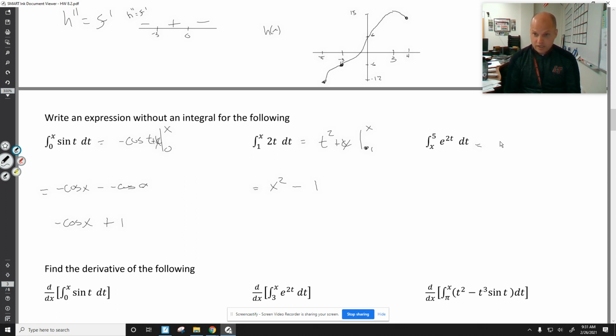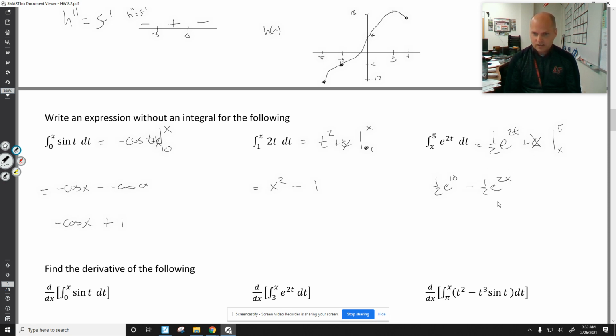Antiderivative of e to the 2t. Do you remember that it's e to the 2t times a half? Because we need to undo the chain rule, because this is t to the first and this is a coefficient. Maybe you remember, maybe you don't. Probably don't, but now you remember. C won't matter. This turns into 1/2 e to the 10th minus 1/2 e to the 2x.